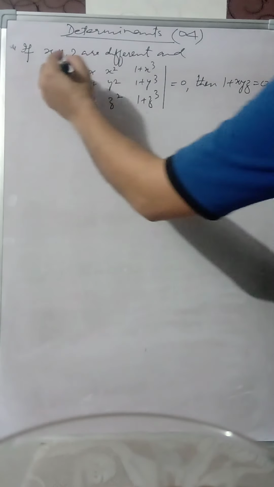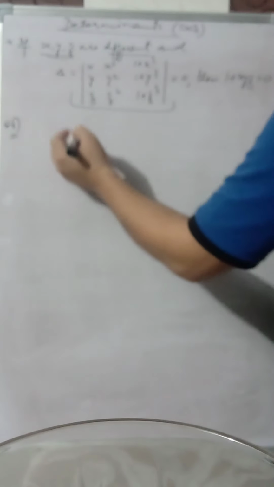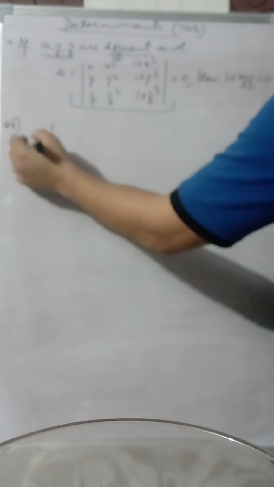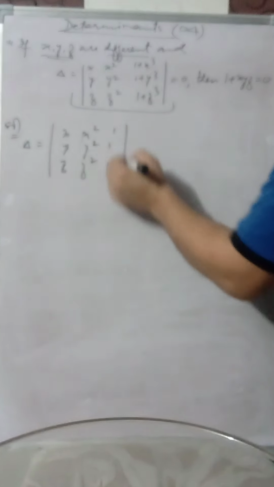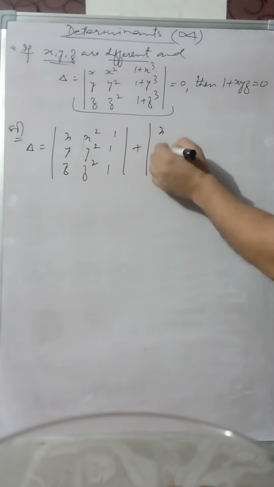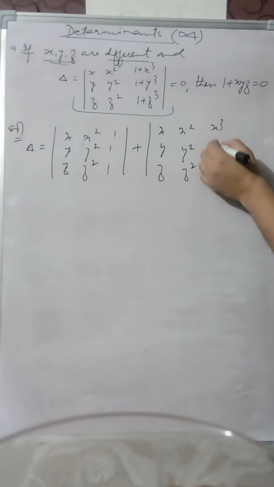It says that if x, y, z are different and this determinant given to us is equal to 0, then what we need to prove is 1 plus xyz equals 0. So what will we do here? If we take this determinant given to us, delta equals the determinant with rows x, x square, 1 plus x cube; y, y square, 1 plus y cube; and z, z square, 1 plus z cube.